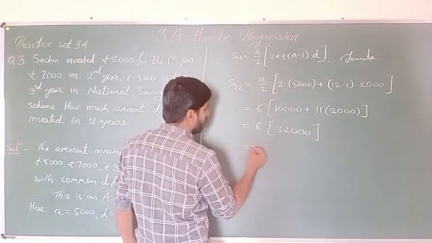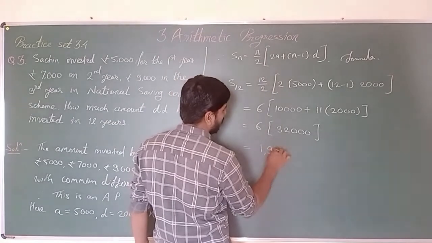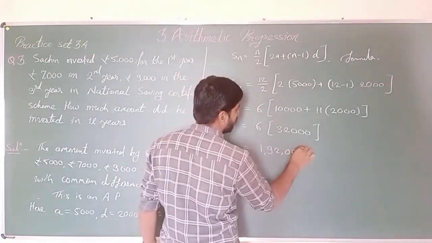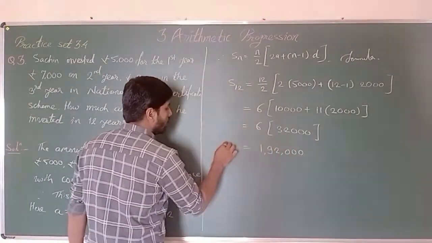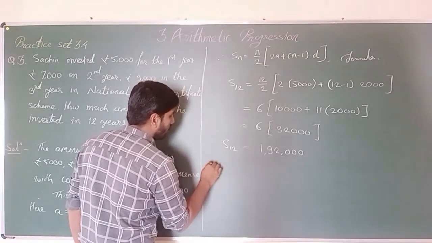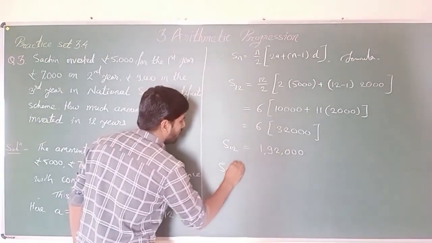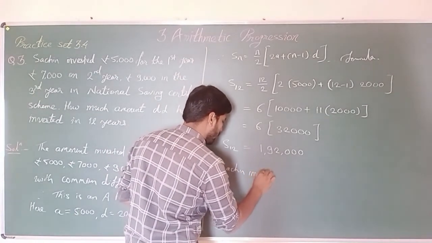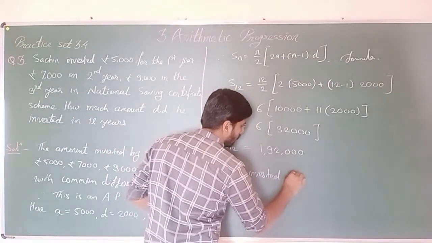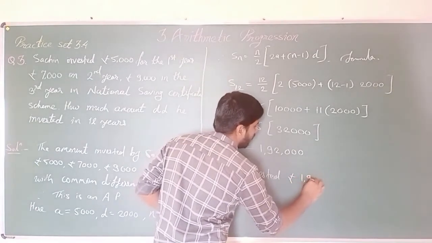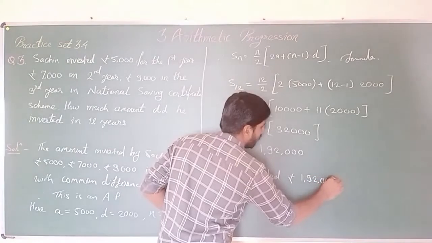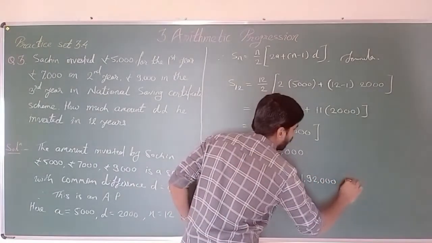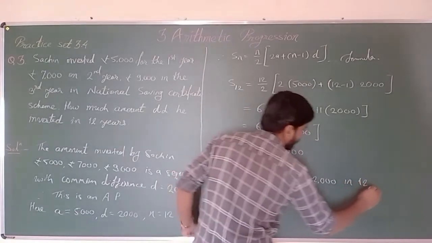This is equal to 1,92,000, which is S12. Therefore, Sachin invested rupees 1,92,000 in 12 years.